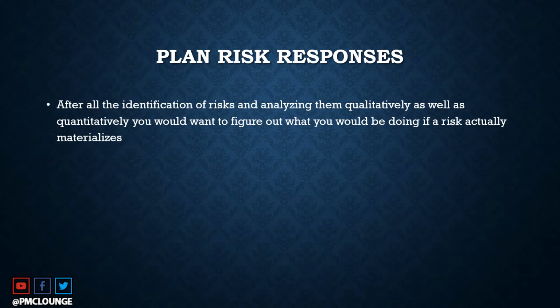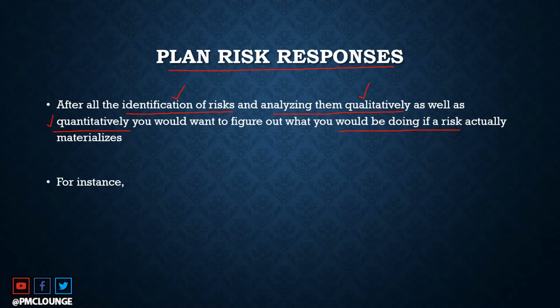All right, so the first sentence here is basically reminding you about the previous processes that we have covered in the risk management knowledge area. That is, identify risks, perform qualitative risk analysis, perform quantitative risk analysis. So after you have followed all those processes, you now would want to figure out what you would do if a risk actually materializes, right? So you've analyzed all the risks. Let's say the risk actually happens, the risk actually occurs. What are you going to do? And that's where the plan risk responses process comes into the picture.